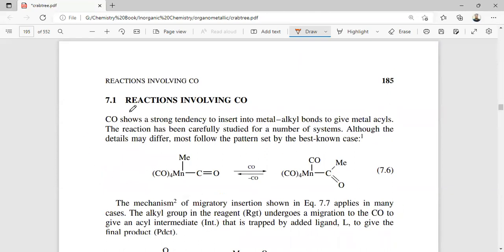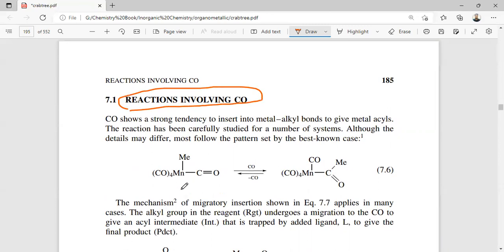Next I will discuss the reactions involving CO. CO shows a strong tendency to insert into metal alkyl bonds to give metal acyl. The reaction has been carefully studied for a number of systems, although the details may follow the pattern set by the best known case. So here the metal CO molecule has a strong tendency to insert into the metal alkyl bond to form this metal acyl.